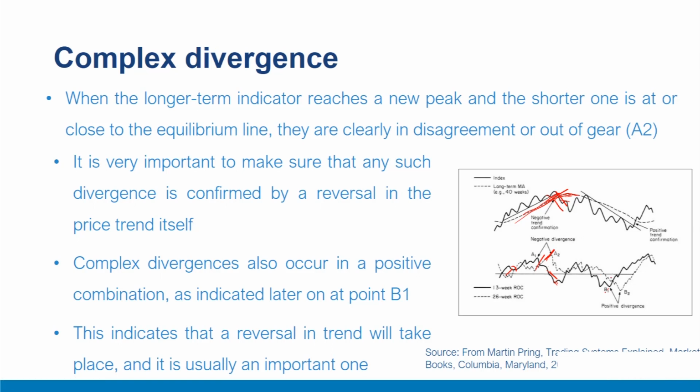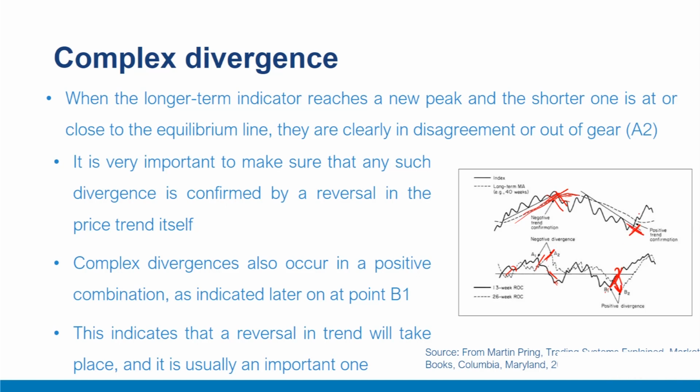As we can see here, a short positive divergence. The short term is moving above while the long term is still moving down. So a sort of positive divergence is set up, which indicates some kind of expected positive trend or strengthening of the price, as we can see here, which is further confirmed by the trend line violation.